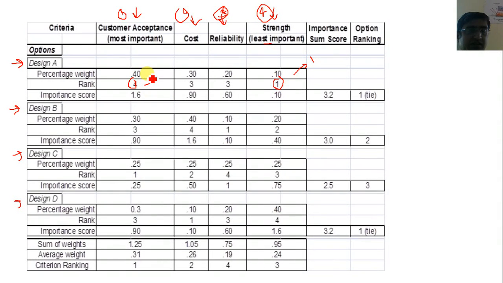Now our next step is to multiply this product weight by a rank. So here you can see 0.4 into 4 is equal to 1.6. In the case of cost for the first design A, 0.3 into 3 is equal to 0.9, 0.2 into 3 is equal to 0.60, and 0.1 into 1 is equal to 0.1. Now our next step is to add all these importance scores, and you can find the value of the score as 3.2.